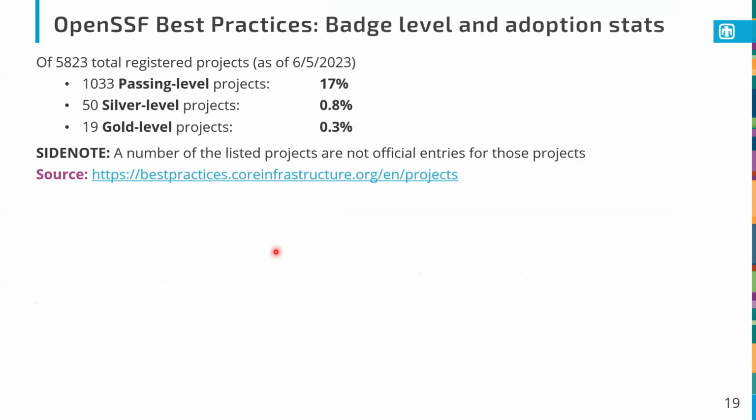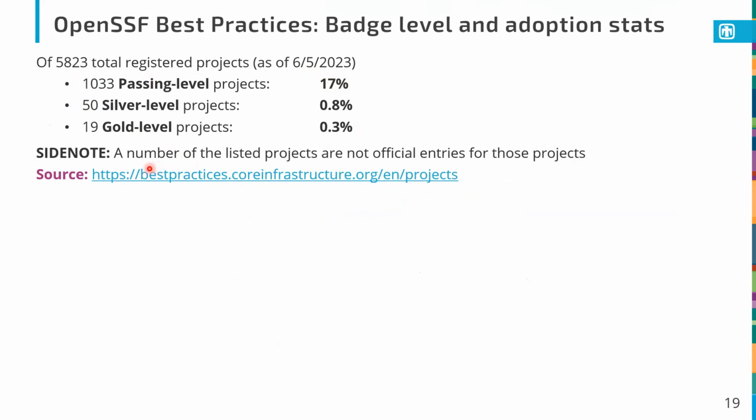Now let's look at some of the badge level and adoption statistics. Of the 5,800 projects that are registered as of the 5th of June, 70% of those had achieved a passing level, but only about 0.8%, or 8 out of 1,000, achieved a silver level badge, and then only 0.3%, or 3 out of 1,000, achieved the gold level badge.